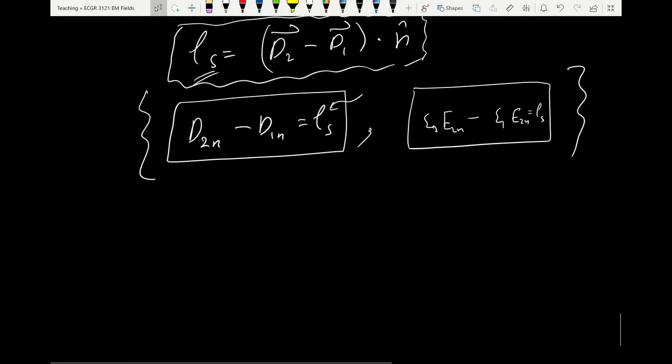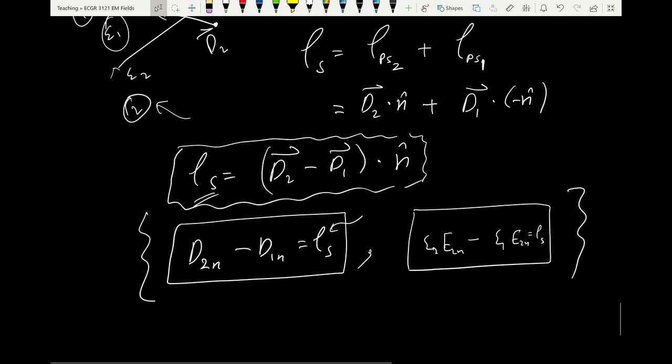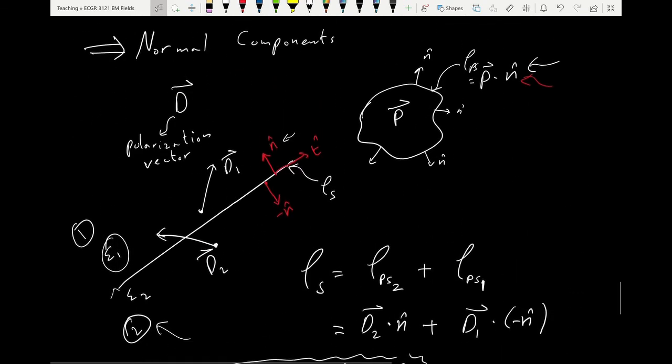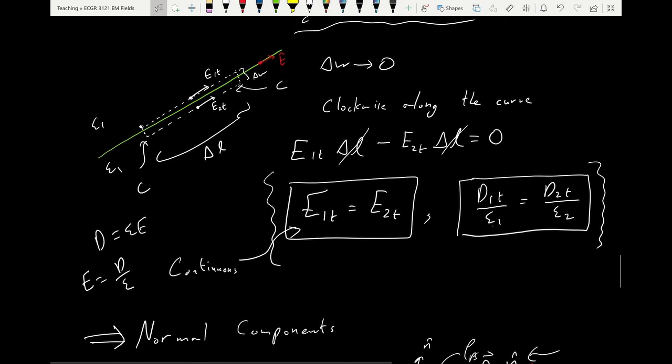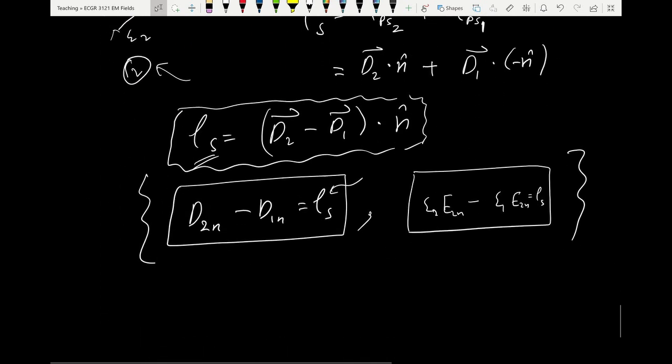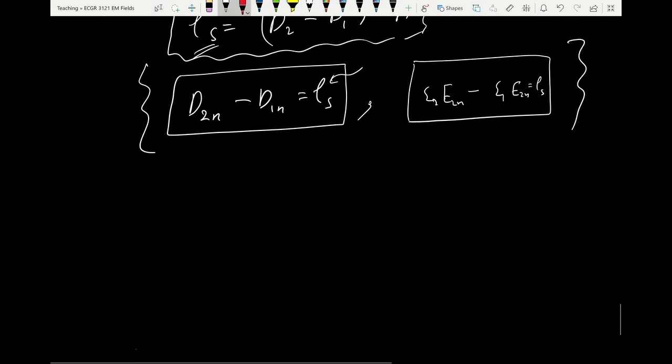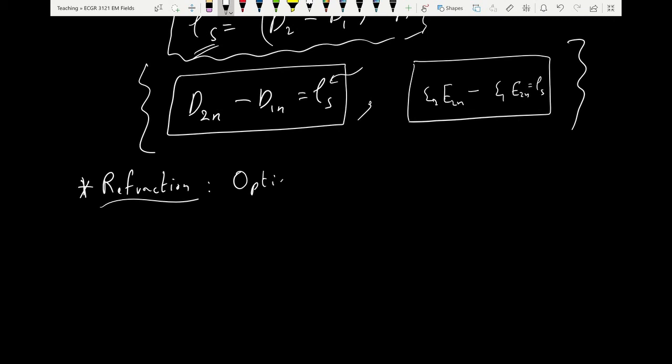Oh, by the way, this gives us this interface condition. Both of those interface conditions we can use to deduce a phenomenon which will be familiar to you, called refraction. Actually, those interface conditions are the root cause of refraction. Refraction appears in optics, right? It's when you have a ray of light coming in, and then it refracts at a different angle.